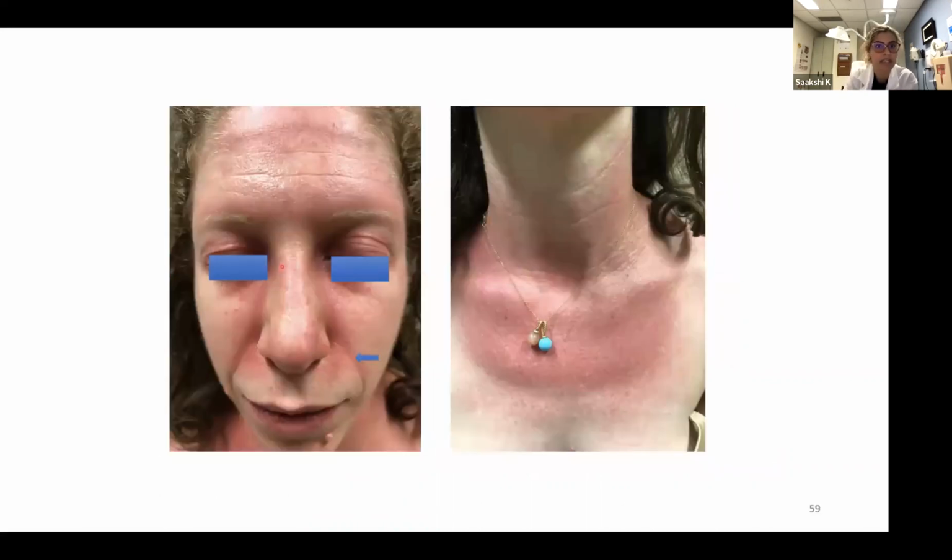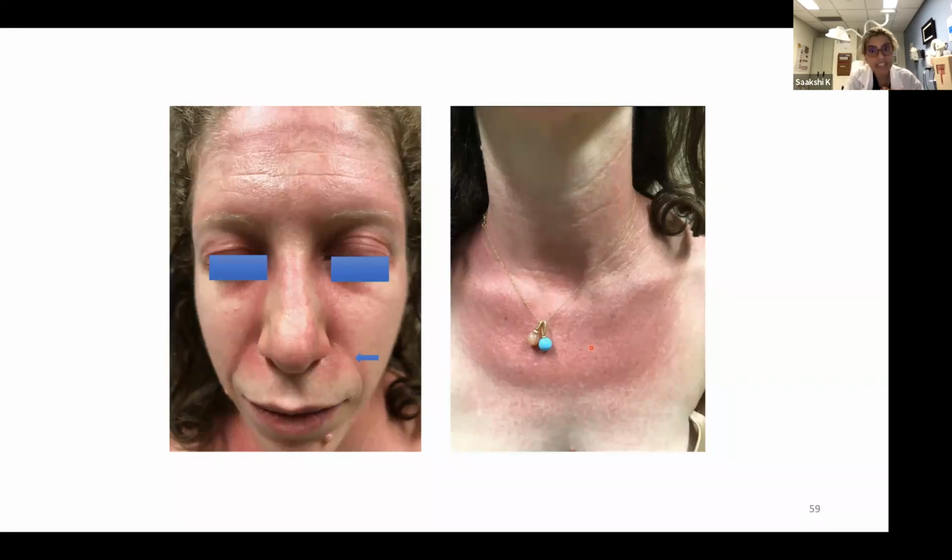Now this is a patient of mine. You have this heliotrope rash. Obviously you have this erythema on her face. Can be easily confused with lupus. The way to differentiate is that in lupus, the nasolabial folds are spared. In DM, the nasolabial folds are not spared, and that's where the arrow and my laser pointer is.